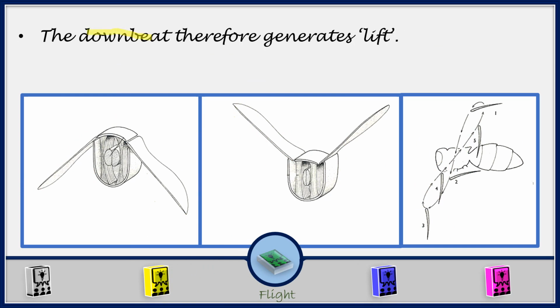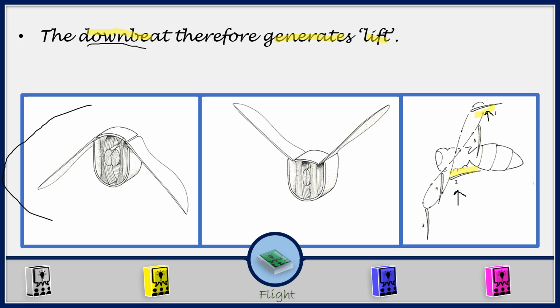The downbeat therefore generates a lift. The downbeat is by 1 and 2. These ones are the ones that are going to generate a lift. How they generate a lift, we have already talked about: when air is coming from down, it is going to meet the wings. When it meets the wing, the wings are going to provide a lot of resistance. And when they provide a lot of resistance, the air is going to push the insect to go up. That one is what we are calling the downbeat.